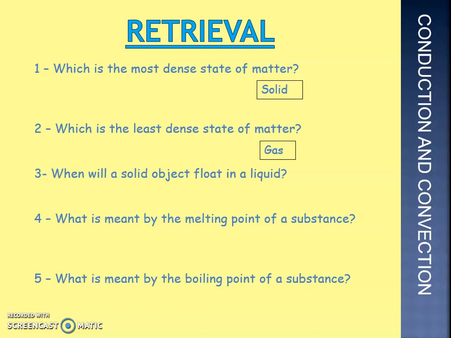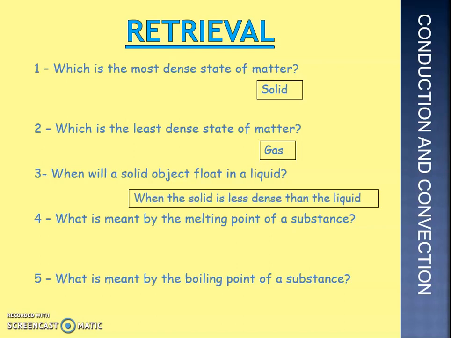Again, remember, density is how closely packed together these particles are. In a solid they're really close together in rows and columns. In a gas, lots of space between them. Question 3. When will a solid object float in a liquid? That will occur when the solid is less dense than the liquid. So if you've got a lower density and you place it in a high density object, it will float.